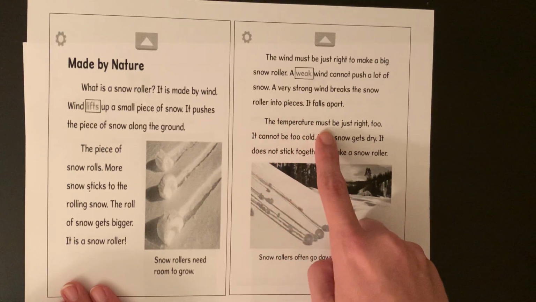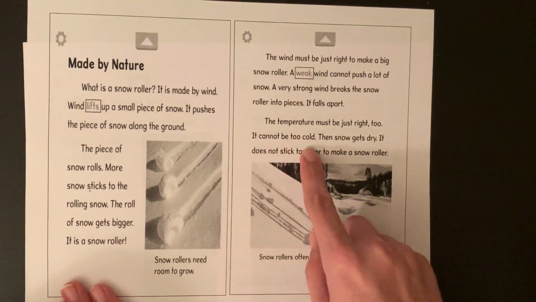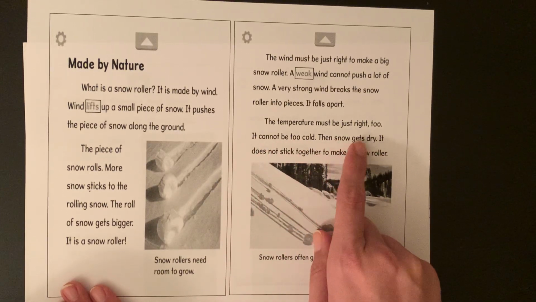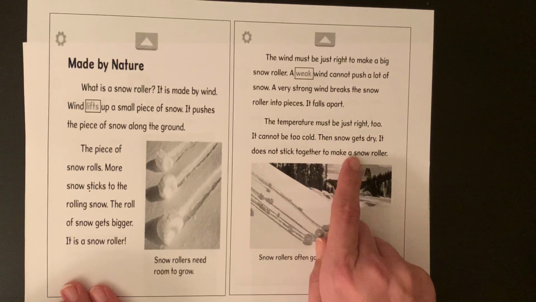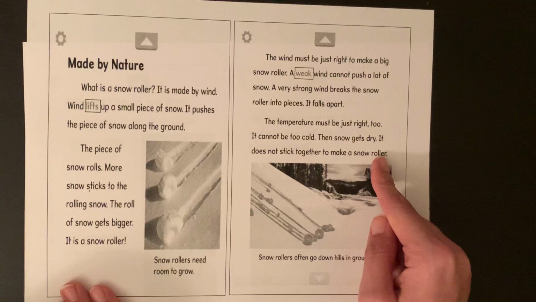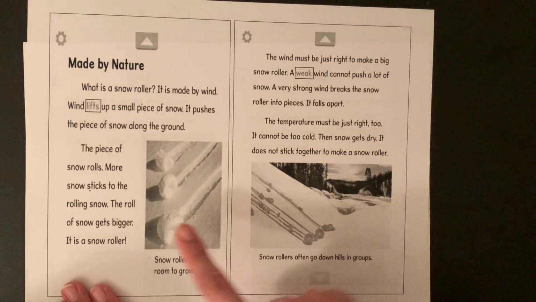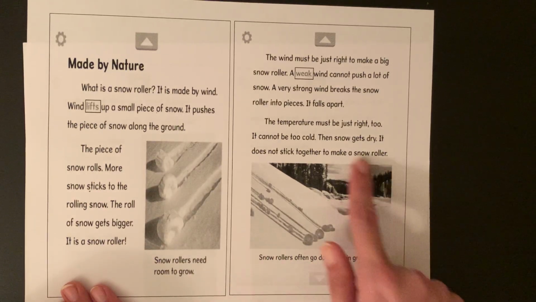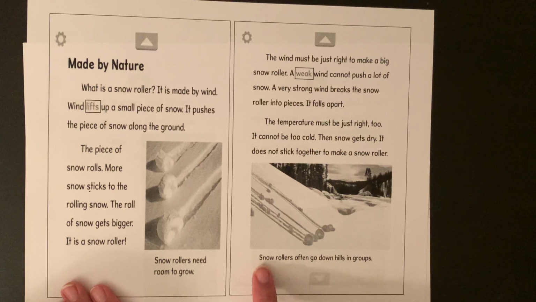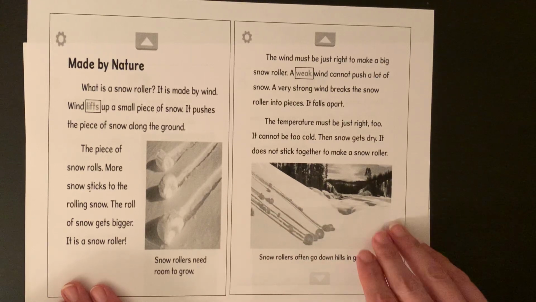The temperature must be just right too. It cannot be too cold. Then snow gets dry. It does not stick together to make a snow roller. So now we know how strong the wind needs to be, the temperature, and over here they told us what a snow roller is. And down here we have another picture with its caption telling us that snow rollers often go down hills in groups. Look at all of those going down the hill.